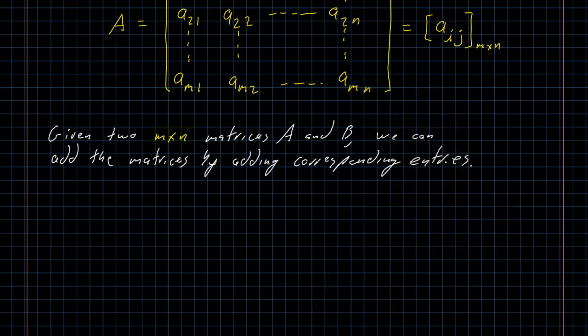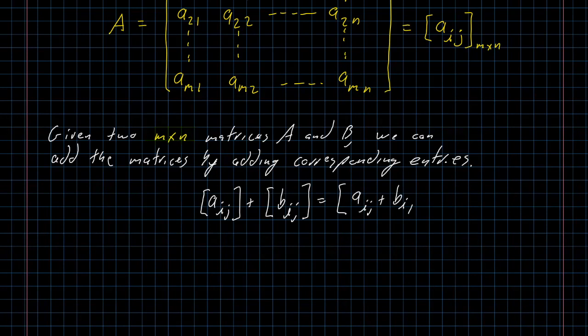Talking about this symbolically, we can write this by saying that [A sub ij] plus [B sub ij] is equal to [A sub ij plus B sub ij] inside the brackets.